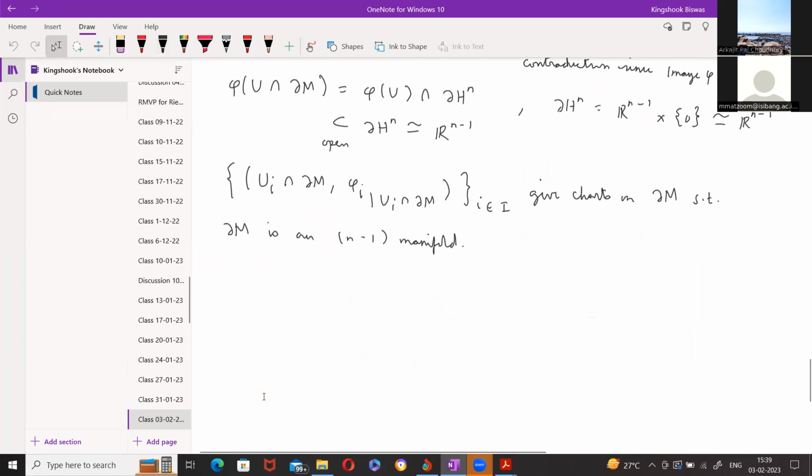So the last thing, which I'll just define briefly, I don't want to spend too much time on this, is that you have to define an orientation on boundary M. This is called the induced orientation on boundary M. So suppose now that M is oriented, then the orientation on M will give an orientation on boundary M.